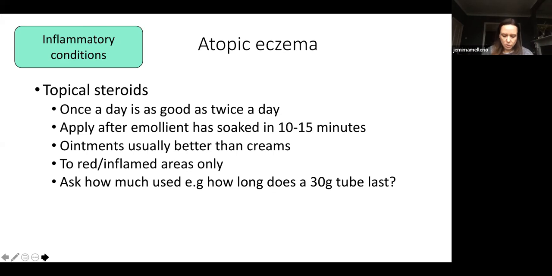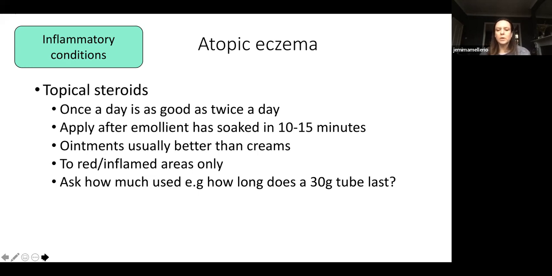It's really good when you're taking a history from somebody about their eczema or any inflammatory skin disease to try and work out how much topical steroid they're using. So asking how long does a 30 gram tube or 100 gram tube of cream or ointment last you gives you a good idea about how much they're using. Because sometimes parents will say, we're using a steroid every day. How long does 30 grams last? Oh, it lasts 6 months. Well, that's not using adequate amounts.